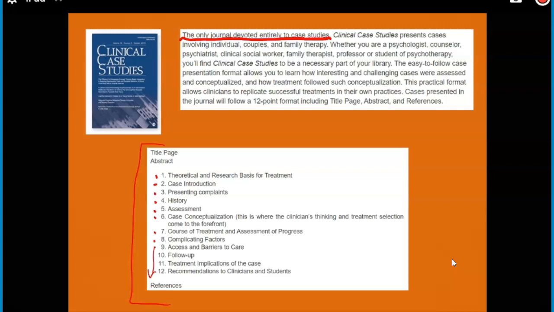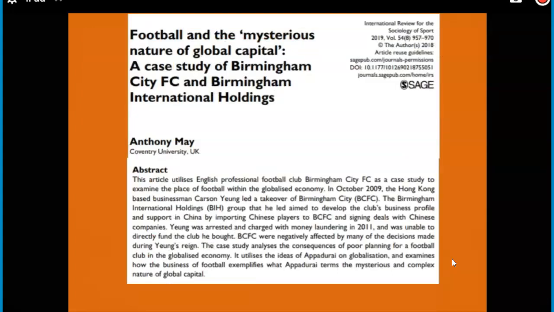When you look at some of the publications in there, and I've looked at a few, they really look like a traditional case report. I do want to show you, before I go to two examples, just a quick abstract of a case study from the Social Science Journal, International Review for the Sociology of Sport, about a football club, which I always think is funny, and Anthony May, no relationship to me.